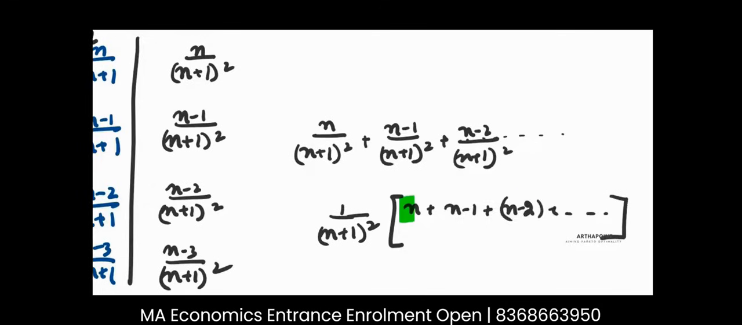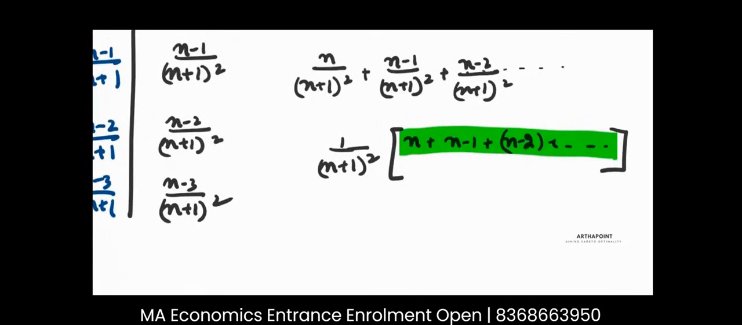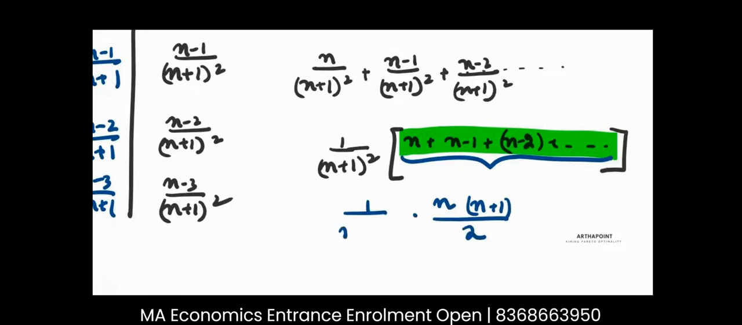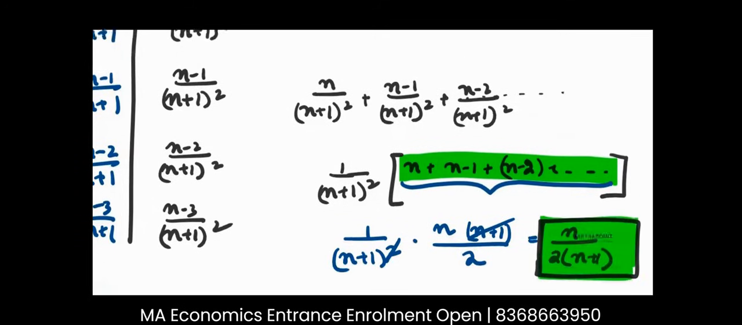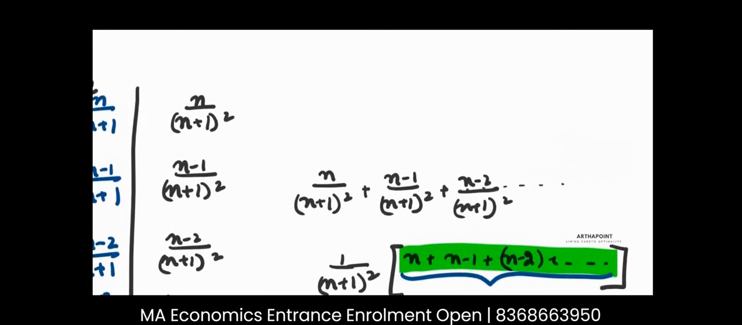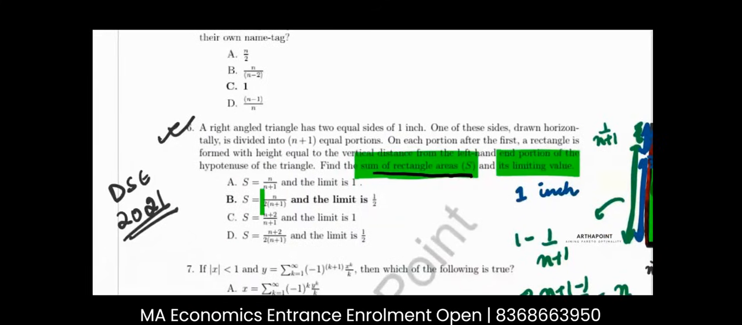But isn't this the sum of first n natural numbers? And we know that the sum of first n natural numbers is n into n plus 1 by 2, into 1 upon n plus 1 whole square. So this will get cancelled, and I will get n upon 2 into n plus 1. So this would be the sum of my series, n upon 2 into n plus 1. So if I have to check this, the answer would be this, n upon 2 into n plus 1.